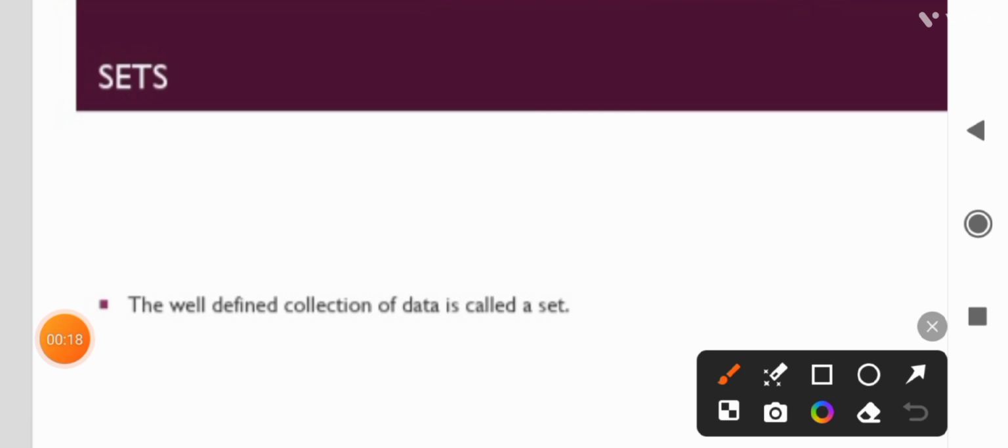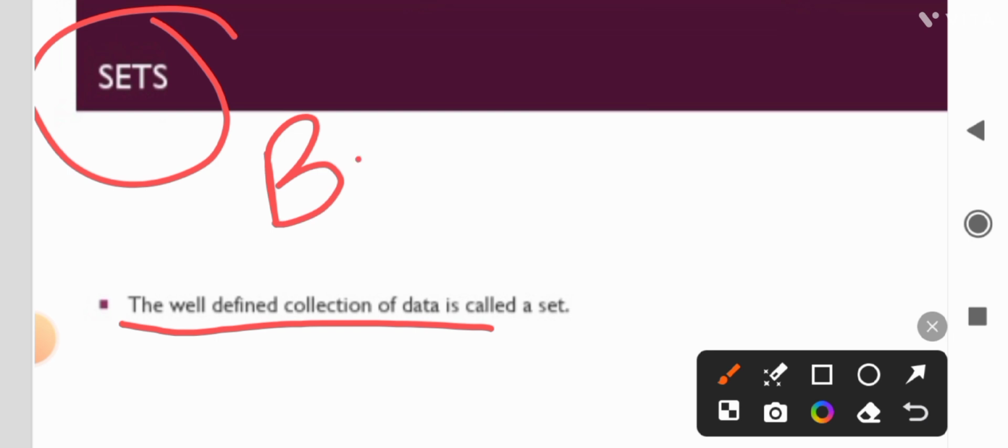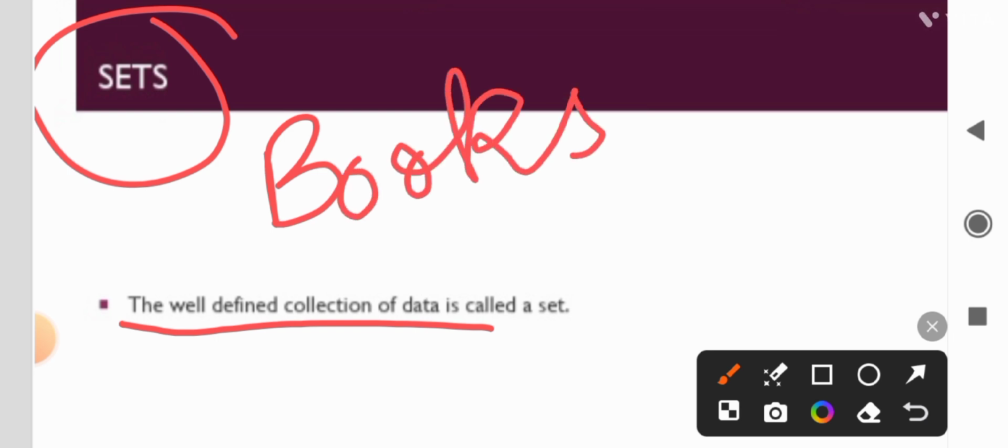On starting, the first thing that arises in our mind is what actually a set is. Set is basically a well-defined collection of data. For example, set of books. It can be a set of any other thing. The next thing is how to represent the data.